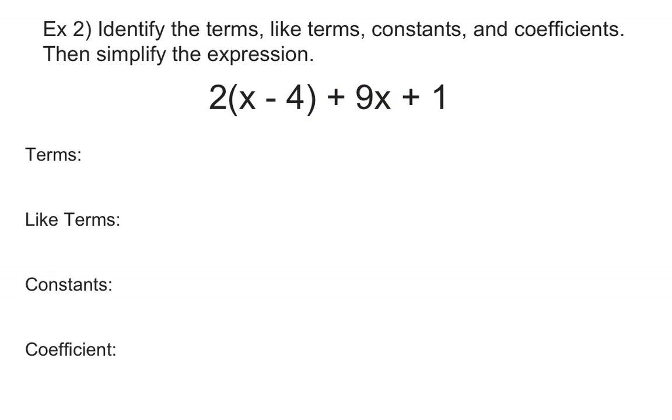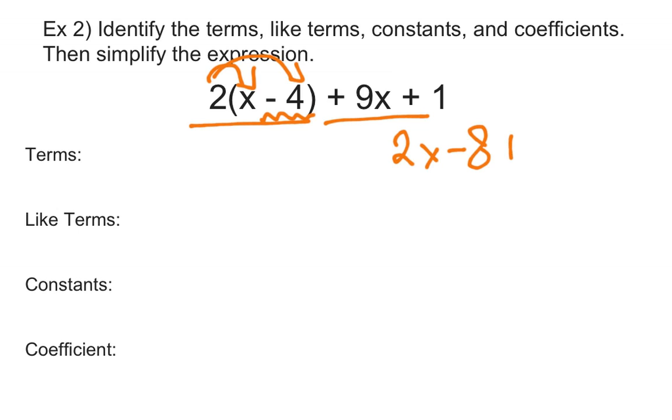Okay, so I'm going to get rid of my ink. I see a distributive property. We have to do that first. Now remember, that means we're taking 2 times everything in the parentheses. So that means 2 times the x. I'm going to rewrite it down here. That's 2x. I have to do 2 times the minus 4. 2 times negative 4 is negative 8. And then that's my distributive property. Now I can rewrite the rest of the problem, which is plus 9x and plus 1.